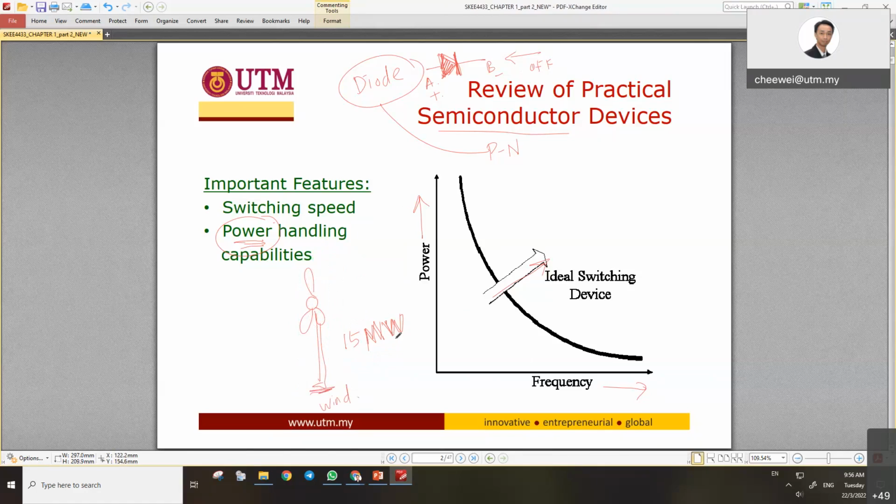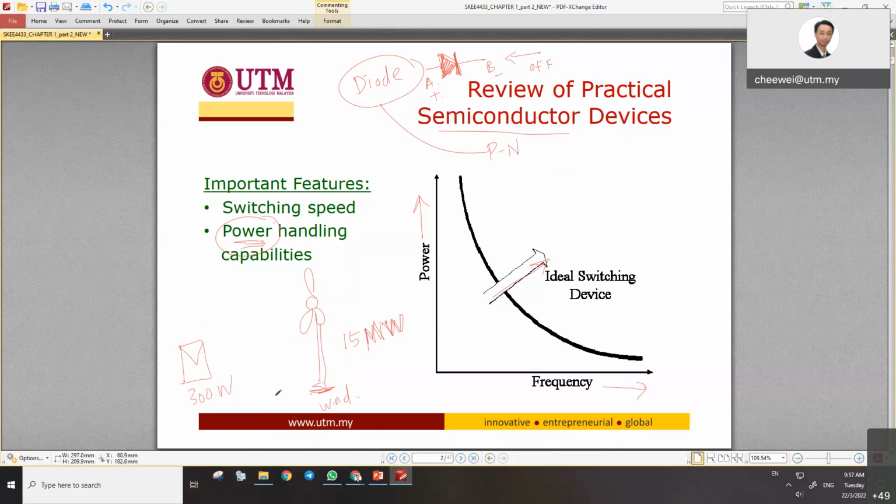Is 15 megawatt small? It's very large. Imagine how many PV panels you can put. How many PV panels do you need to put to be equivalent to one wind turbine? One PV panel is normally about 300 watt. So you can calculate 15 mega, which is 60 here, divided by 300 watt for one panel. So how many panels do you need to put?